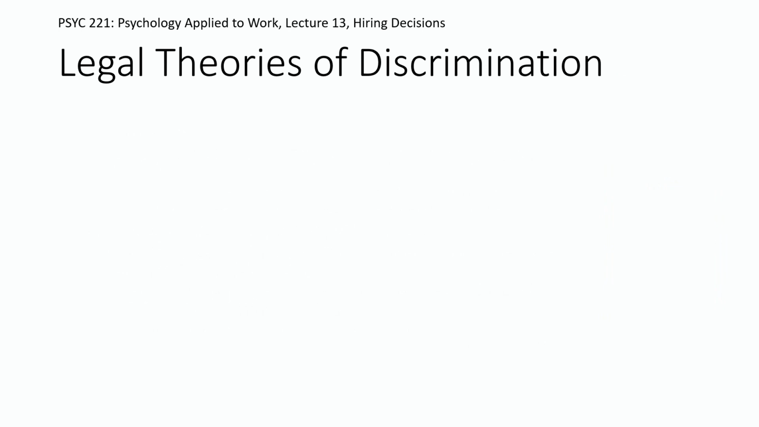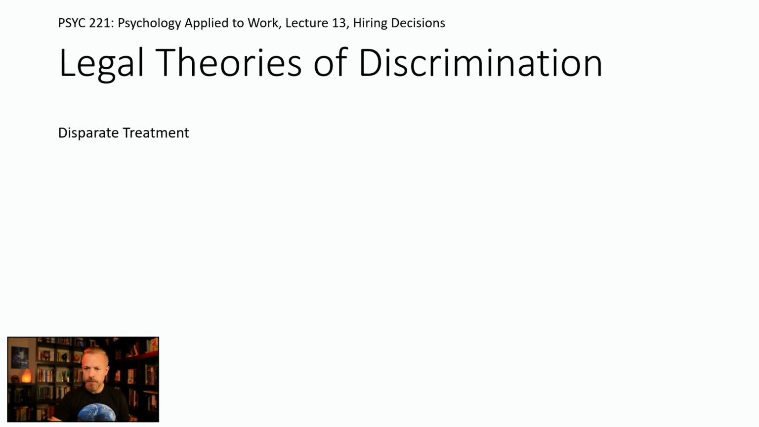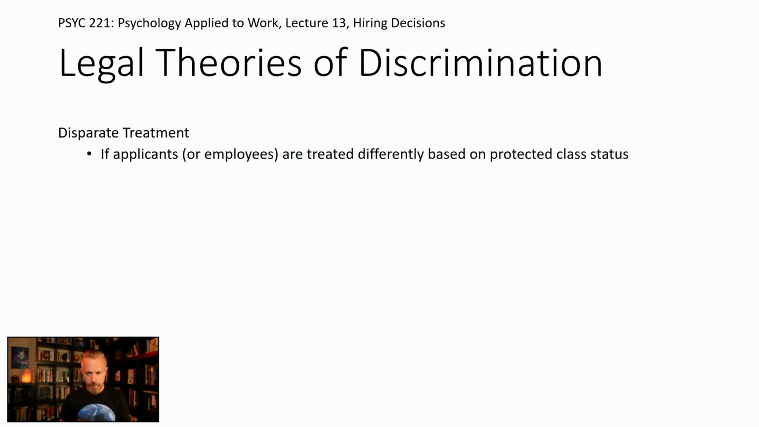All right, so let's get into a little bit of the legal theories of discrimination and some terms here. So, disparate treatment. This is a lecture about hiring, but it also applies to employees. If they're treated differently based upon their protected class status, that's considered disparate treatment. Another way to look at disparate treatment is you're discriminating and you're doing it on purpose. You know that you're treating this person differently because of their protected class status. That is called disparate treatment.